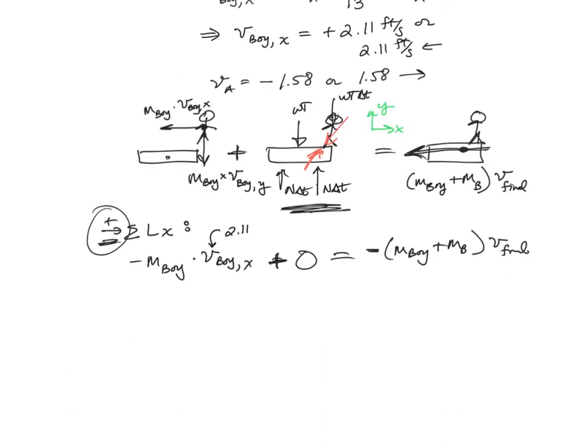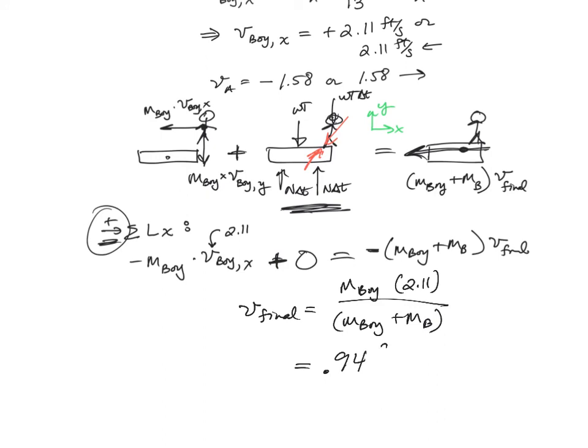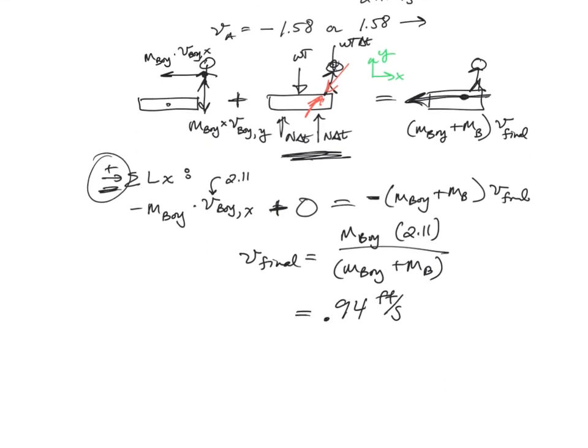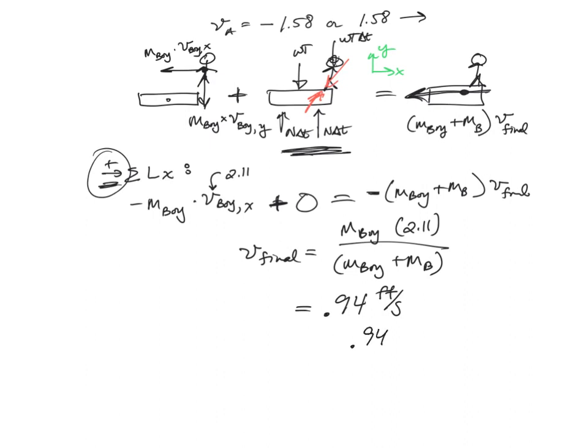And so I now have one equation, one unknown, so I would have the fact that V final is equal to the mass of the boy times 2.11 divided by mass of the boy plus mass of cart B. And so the final velocity would be 0.94 feet per second. It's positive, which means I would say 0.94 feet per second to the left.